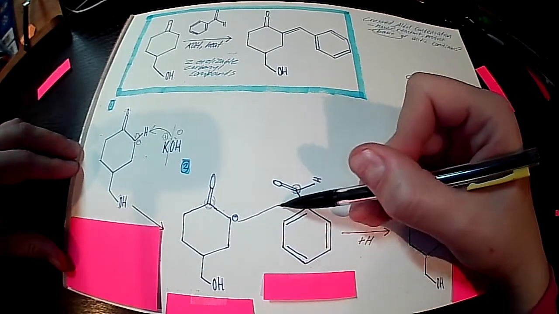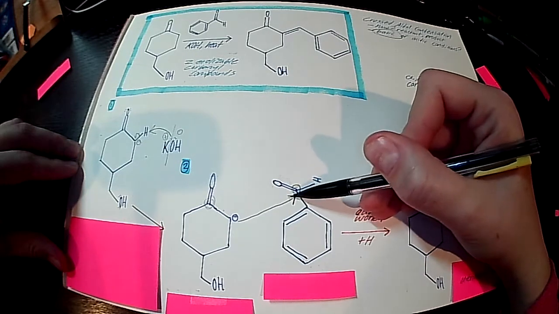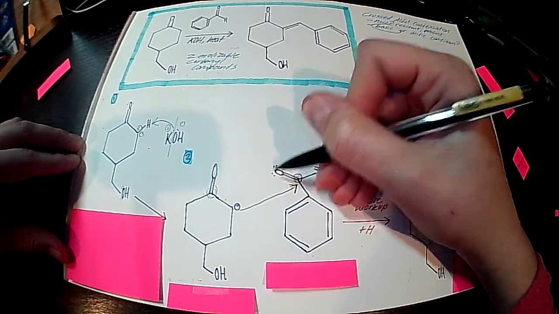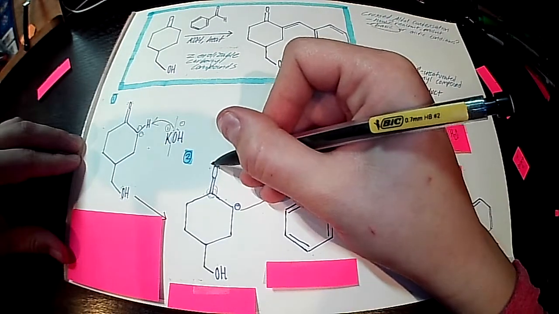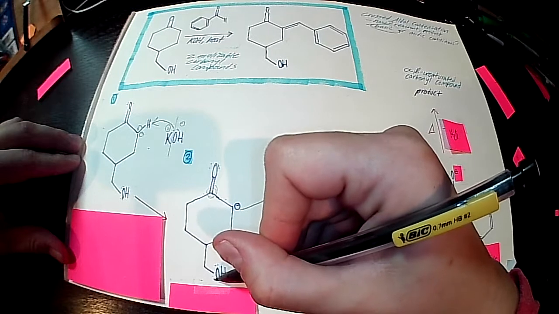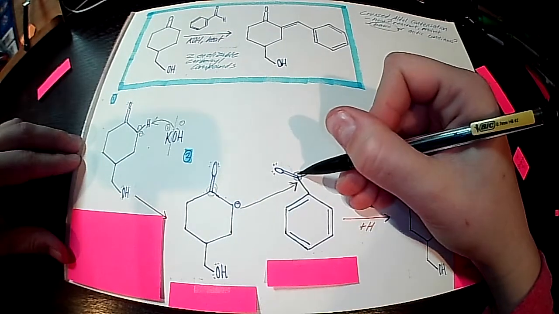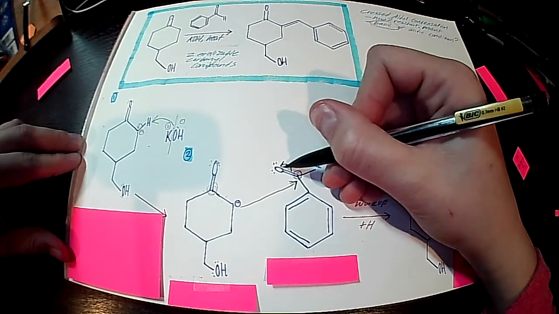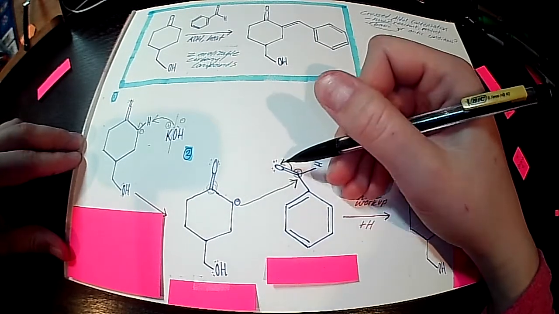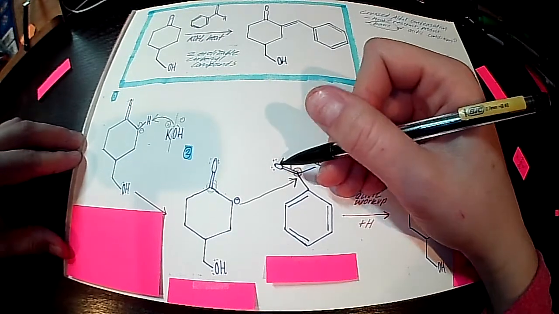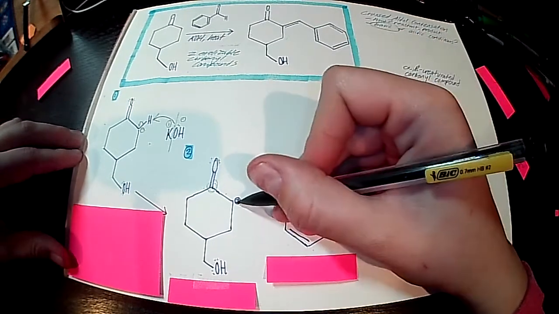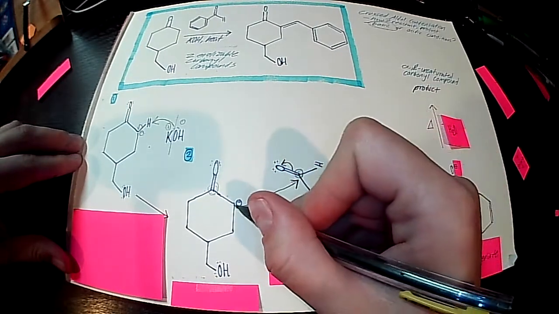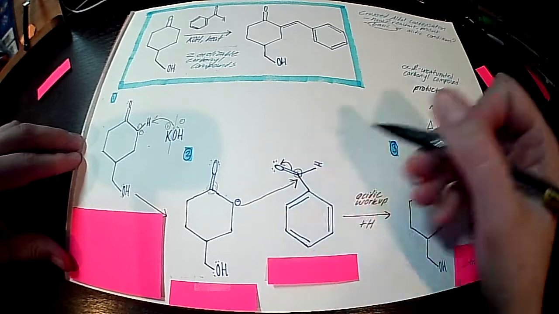So we're going to come in, we're going to attack this, and we're going to put our little electrons in there. And when we attack this, everything's going to kind of shift, and electrons are going to come up here and be on this oxygen. So we're just moving that negative charge from here to here. Now we're going to have a bond between this carbon and this carbon.